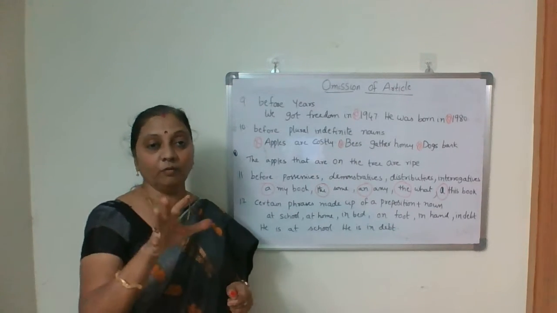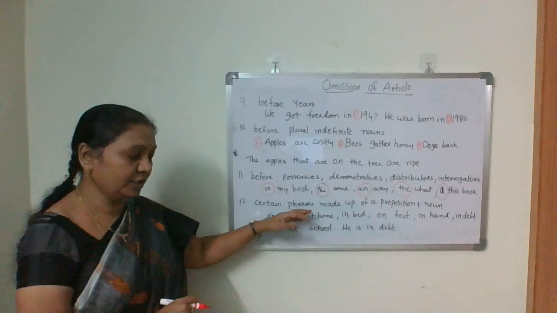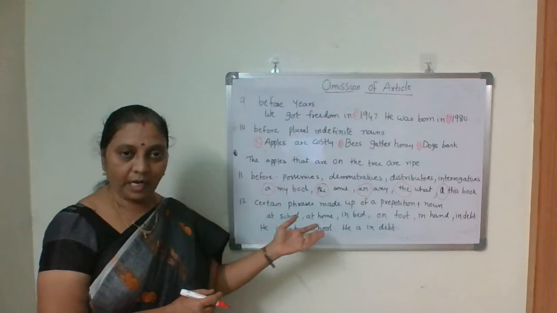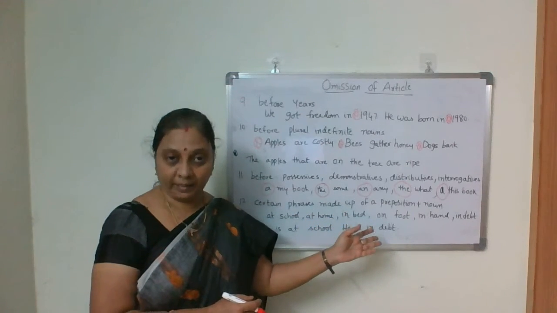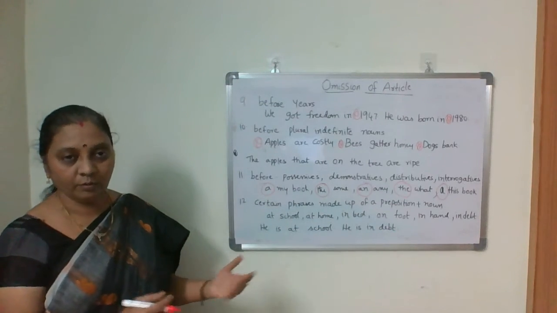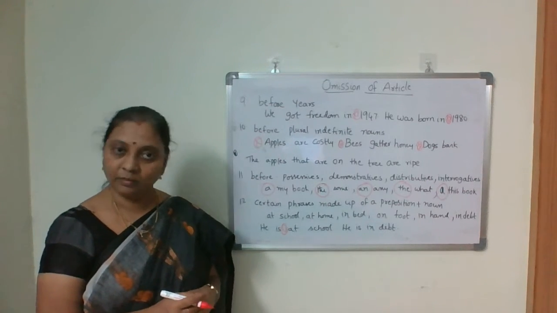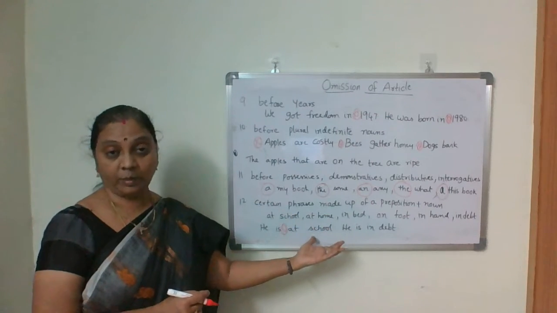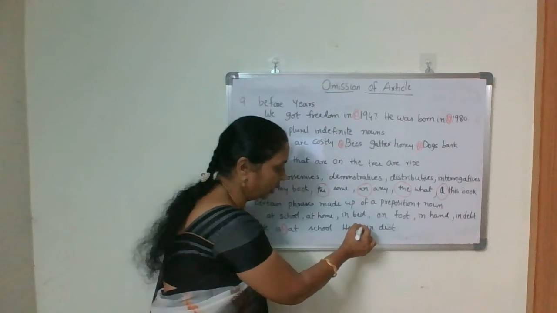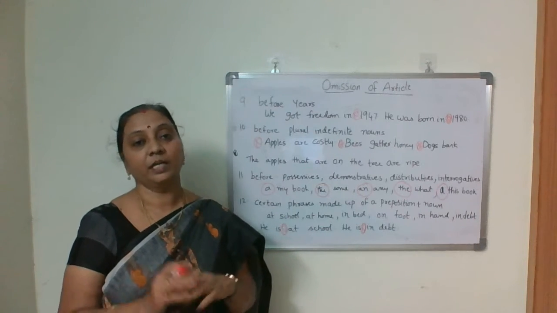Certain phrases made of preposition and noun combination also don't need an article. What is a phrase? Phrase is nothing but a group of words. So at school, at home, she is lying in bed, on foot, in hand, in dirt. In such cases also, no article is required. He is at school. You don't say he is at the school, isn't it? So for phrases where preposition and noun combination is there, article is not required. So remember, in all these cases, we don't use any article.